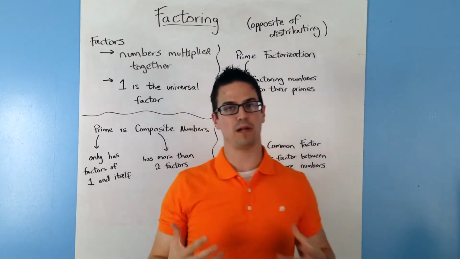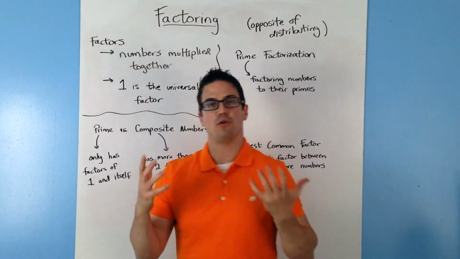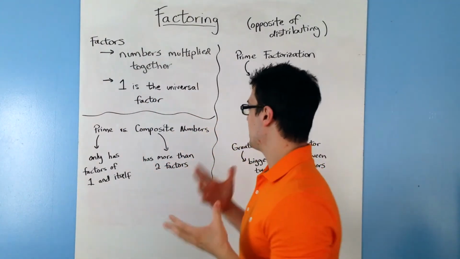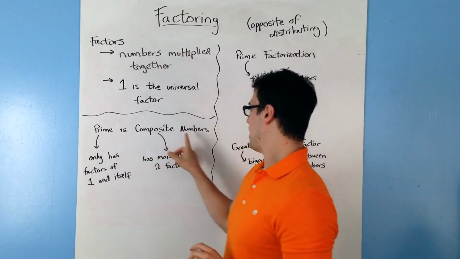So any numbers that are multiplied together are considered factors. One is the universal factor because it can be multiplied by any number and you still get that same number back. Okay? There are prime and composite numbers.